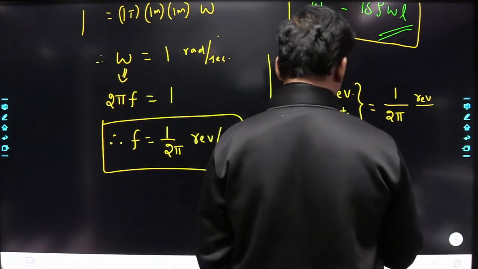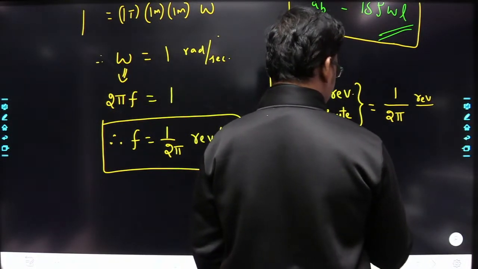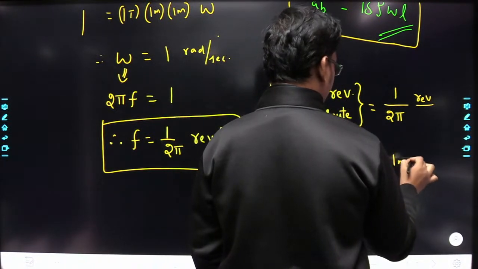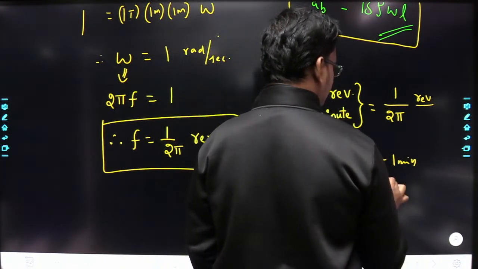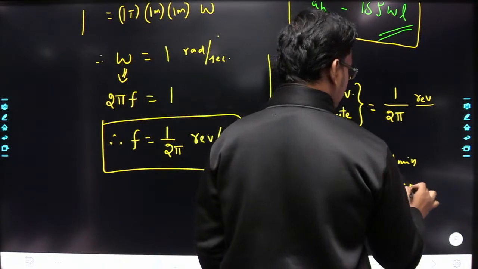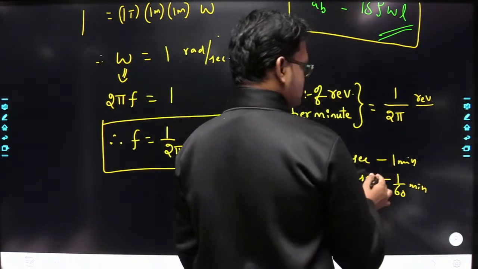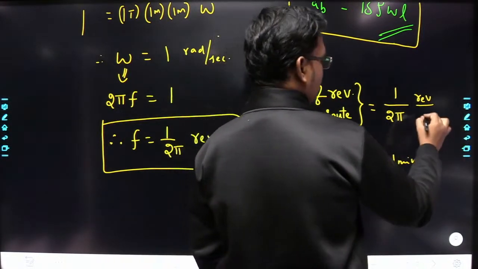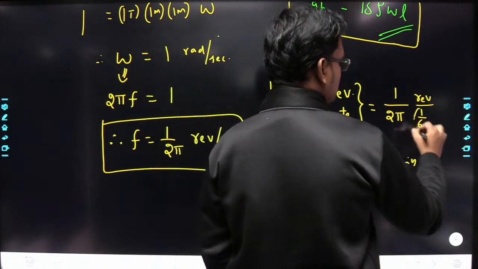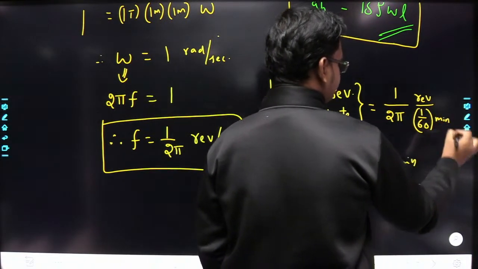Yes or no? Okay. So 60 seconds is equal to what? 1 minute. So 1 second you can write it as what? 1 by 60 minutes. Right. So in place of second, you can write 1 by 60 minutes.